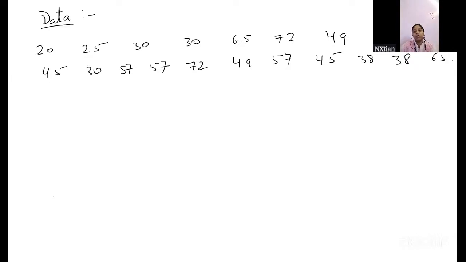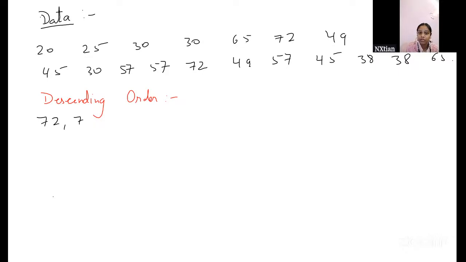These are the marks. So how many? 20 students. Okay, the data. Now I need to arrange it in descending order. So let's do descending order. Descending order data. The highest is how much? 72. 72. Very good.